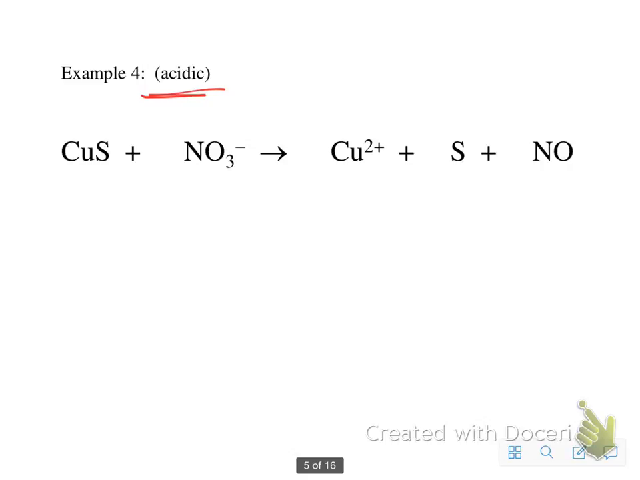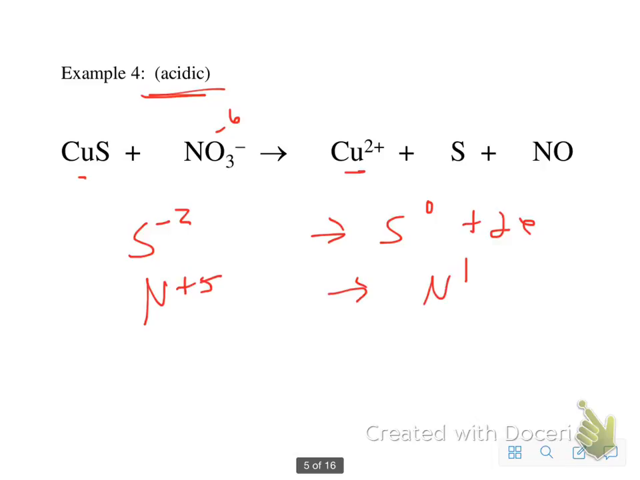So I start by identifying the elements that have changed oxidation number, S minus 2 to S0 plus 2 electrons. And I also have copper. Well, this is copper plus 2 and copper plus 2, so it's not copper, so it's going to be the nitrogen. So this is a minus 6, so nitrogen must be a plus 5, going to a nitrogen plus 2, so I'm going to need 3 electrons here. So my nitrogen was reduced, my sulfur was oxidized.